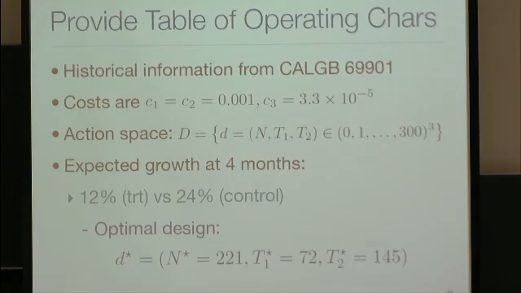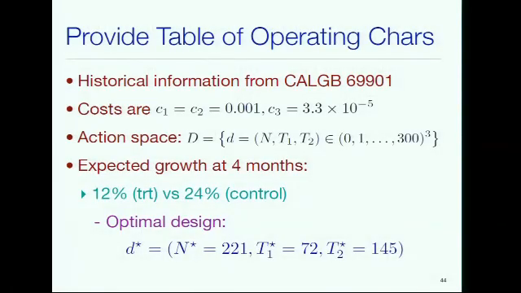What we would do then is, for particular values, we can also produce a table of operating characteristics, as I mentioned before. So if we assume roughly 12% tumor size for the treatment and 24% for the control, the optimal design has certain values in terms of the number of patients you'd have to enroll. You'd have to follow them for 72 days before randomization, 145 days after randomization, based on what was seen in that earlier study.